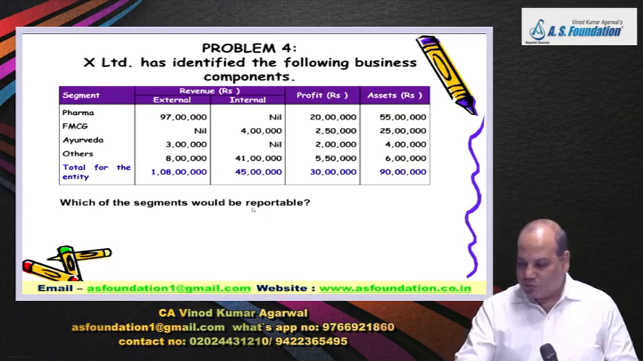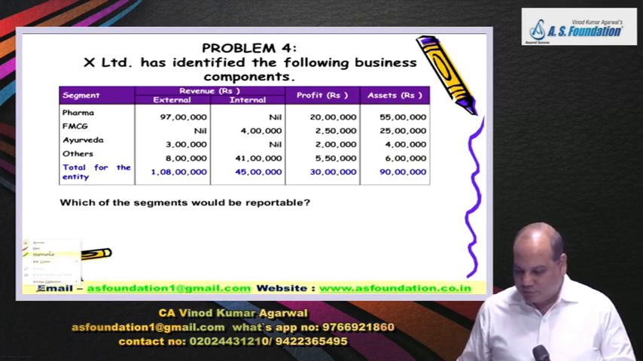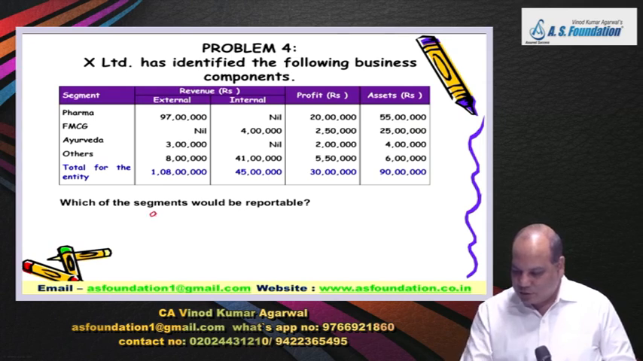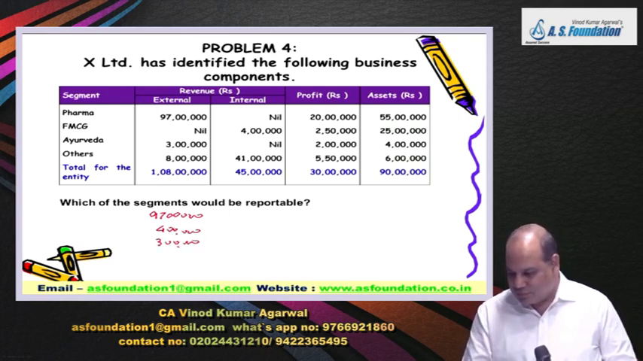So first what you do, take one total of this external and internal revenue. You have some space on the left side. Take total 97 lakh, 4 lakh, 3 lakh and 41 plus 8, 49 lakh. So how much does this total come to? Is it 1 crore 53 lakh? Yes or no? 10% of this is 15 lakh 30,000.